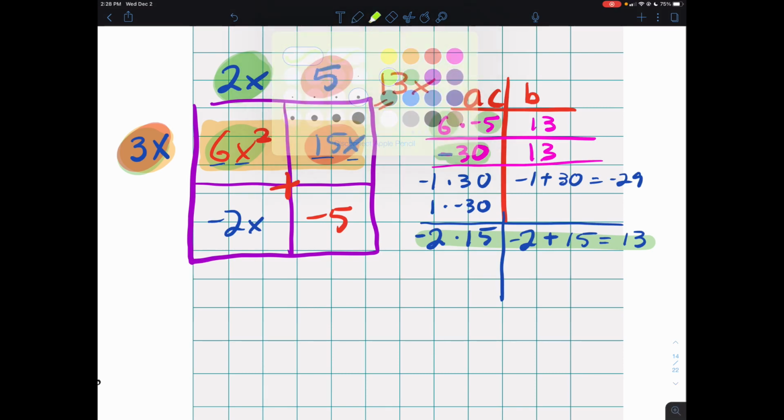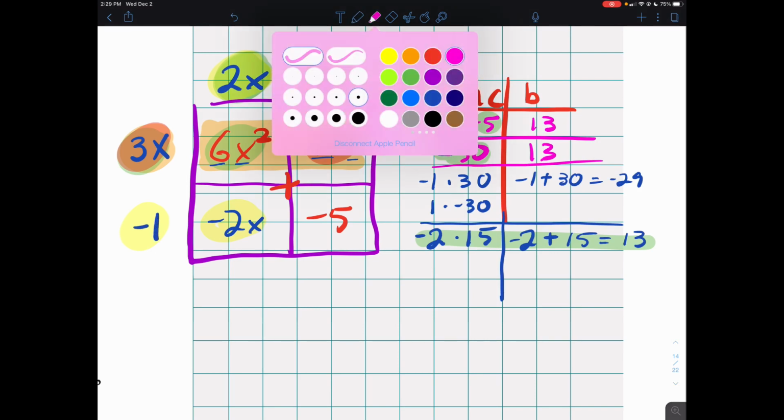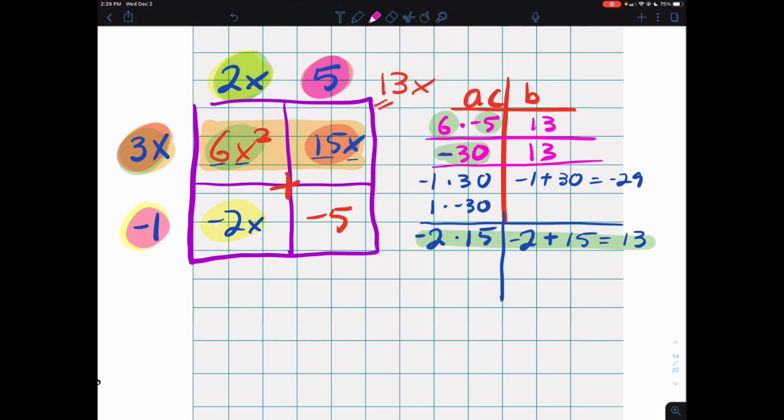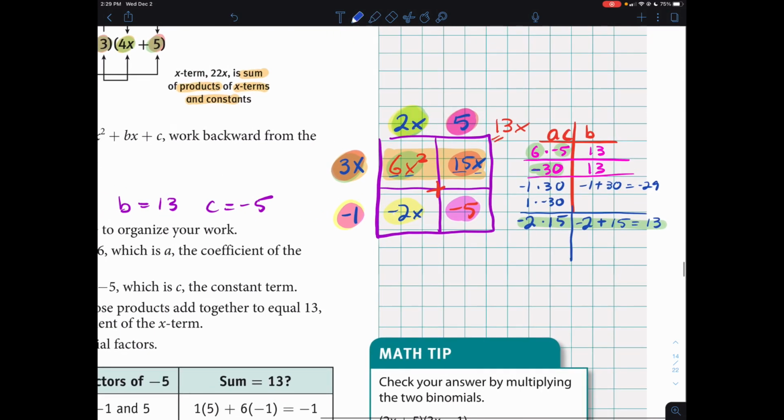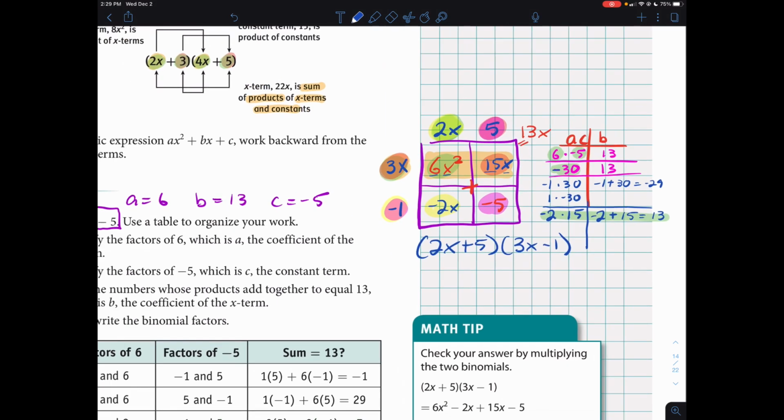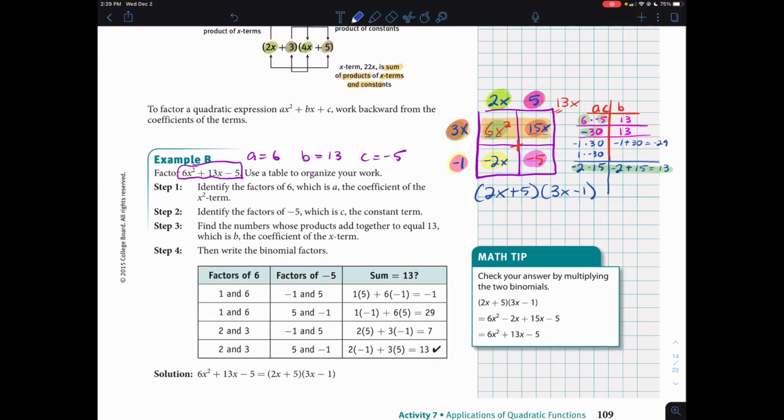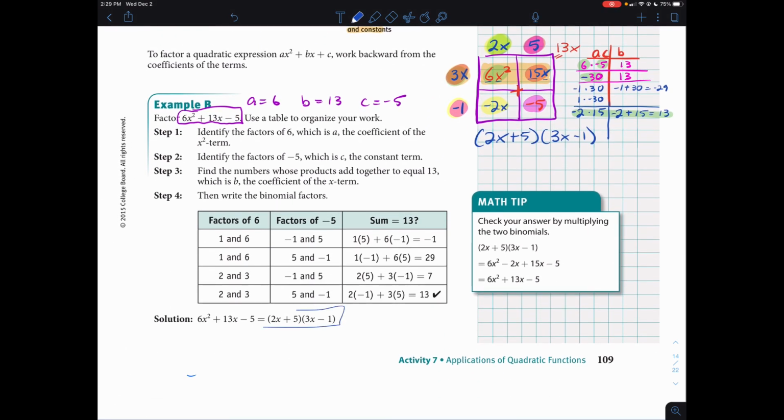And now that I have the top filled out, I just need to look on the bottom. 2x times what would give me negative 2x? Well, that'd have to be negative 1. And then I check the last box. Is 5 times negative 1 negative 5? Why, yes it is. So our answer is going to be 2x plus 5 times 3x minus 1. And that's the same thing the book got. Hey, look, I did it right.